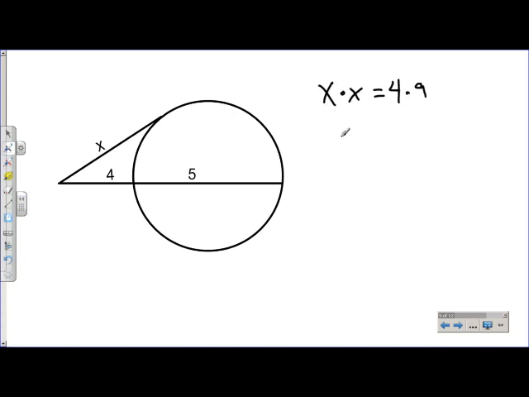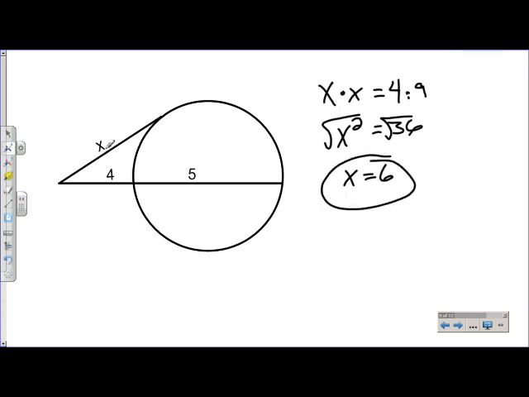Alright, so x times x is x squared equals, and 4 times 9 is 36. And now I'll take the square root of that. So the square root of x squared is x, and the square root of 36 is 6. So this amount right here is 6.